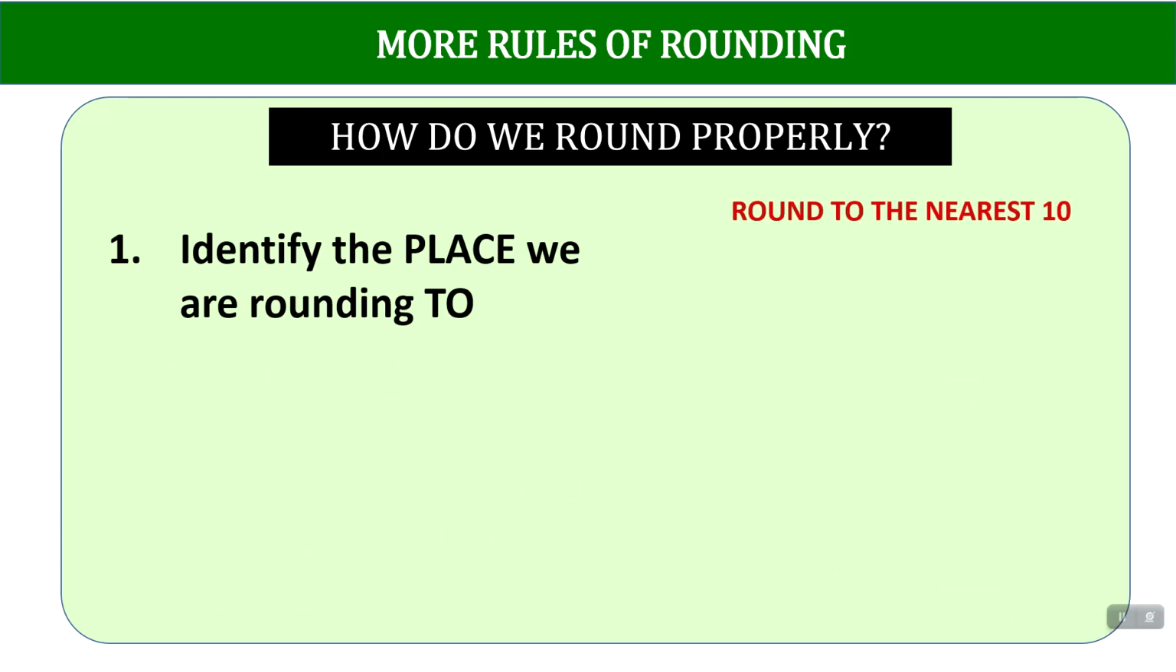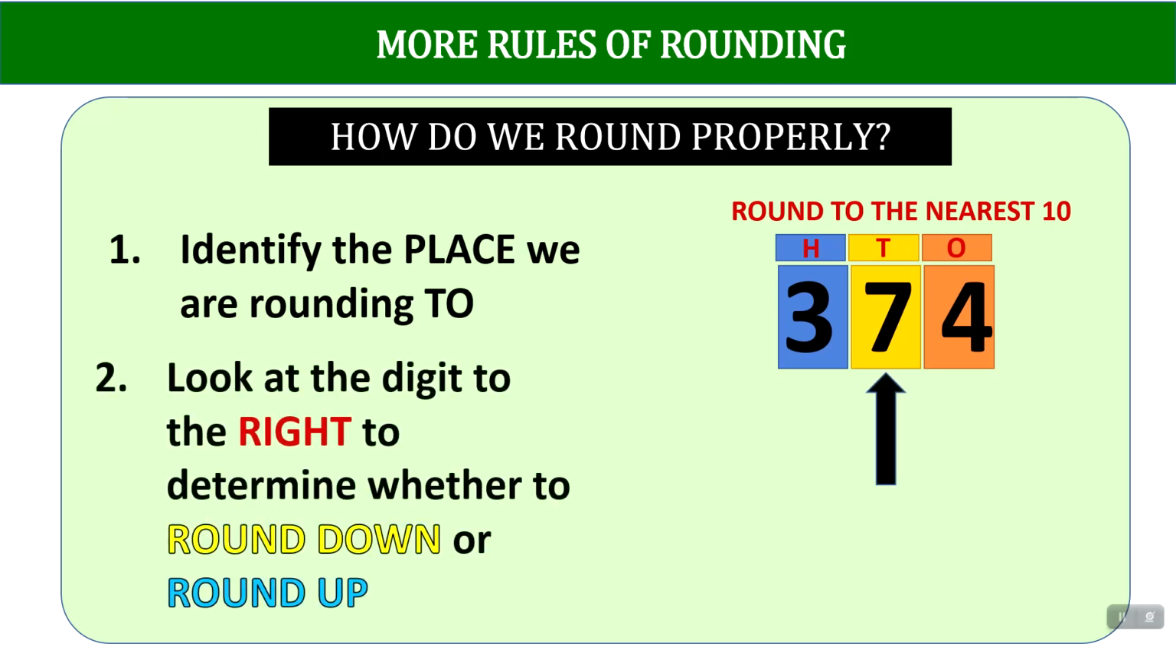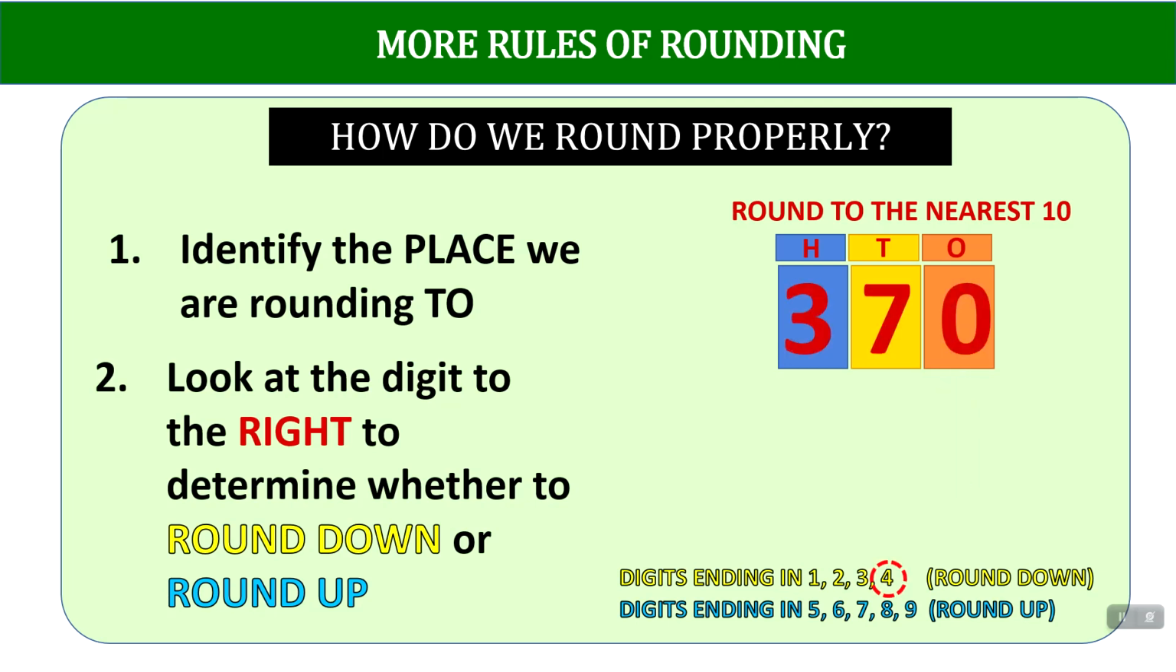Again, let's look at another example. We identify the place we are rounding to. We are rounding to the nearest 10, 374. If we see the place value, we see 3 is in the hundreds, 7 is in the tens, 4 is in the ones. And if we're rounding to the nearest 10, we see that there's a 7 in the tens column. Step 2 says look to the right again to see whether to round up or round down. In this case, that's a 4. And we know that if it ends in 4, we round down. If it ends in 5, 6, 7, 8, or 9, we round up. In this case, it's a 4, and so we round down to 370.